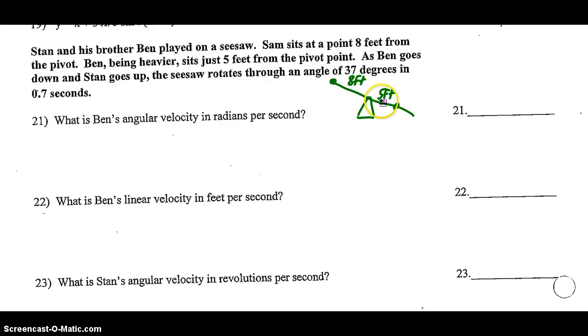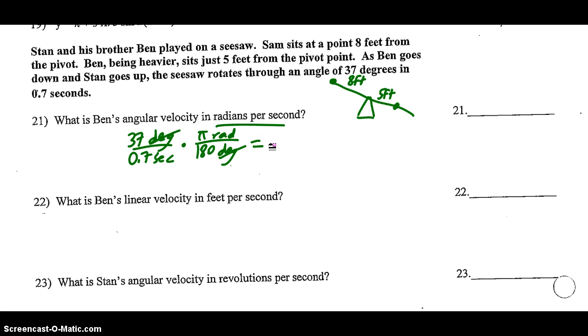Well, I hope you would agree with me. Since they're on the same seesaw, the same rotating object, they have the same angular velocity. All right. So that's 37 degrees in 0.7 seconds. But we want it in radians per second. So I'm going to multiply by pi radians in 180 degrees. You could use 2 pi and 360 if you wanted to. So the degrees cancel, and I'm left with radians per second.